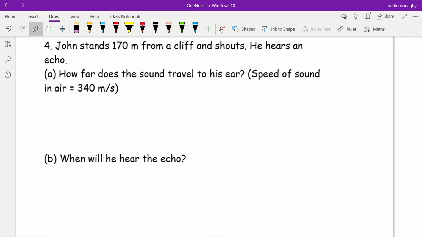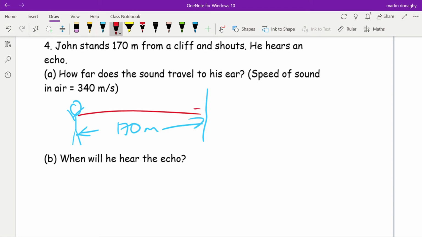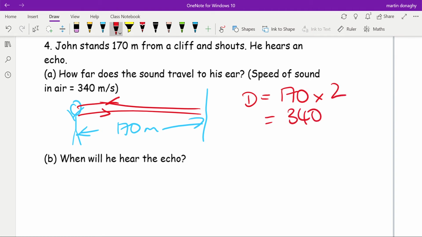Okay, next one. John stands 170 meters from a cliff and shouts. So that's 170 meters. How far does the sound travel to his ear? Well, it has to get to the wall and back again. Therefore, the distance covered is 170 times 2, which is 340 meters.